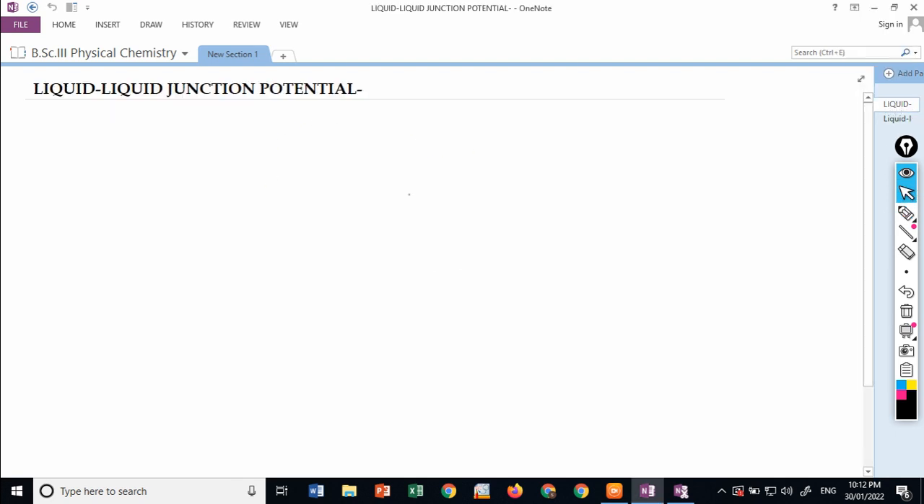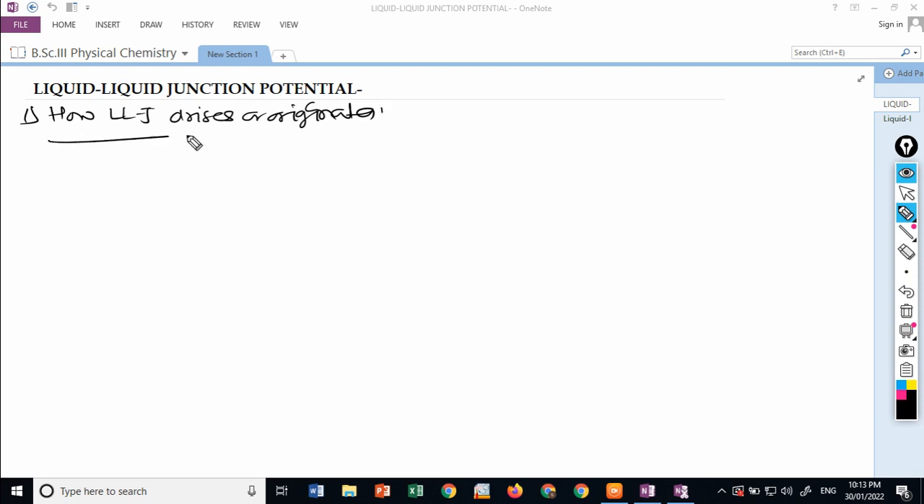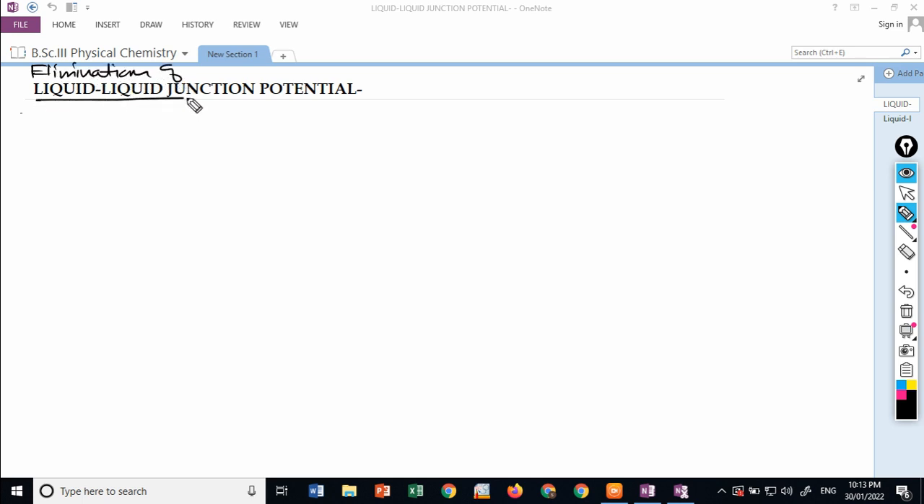Okay, so now we'll see the elimination. We have seen how liquid junction potential arises or originates. Now we'll see how it can be eliminated. So elimination of liquid junction potential. A lot of effort has been taken to eliminate liquid junction potential, or rather to reduce it to a minimum value.